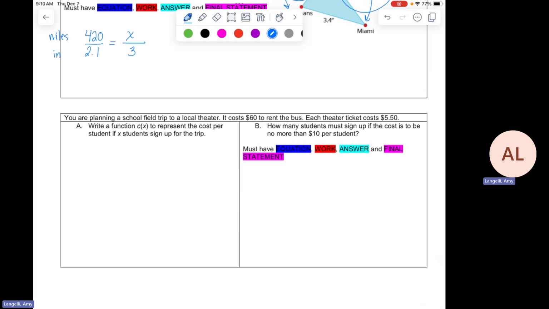This one is so weird. I've had so many kids do this differently over the years. There are two equations you could make that are very fine, and they actually reduce to be the same thing. So when we make this equation, think about it as if it was our class going. You're planning a school field trip to a local theater. It costs $60 to rent the bus. Each theater ticket costs $5.50.